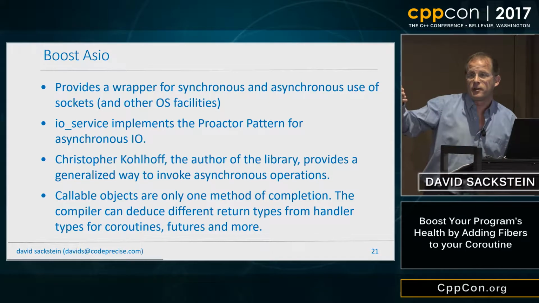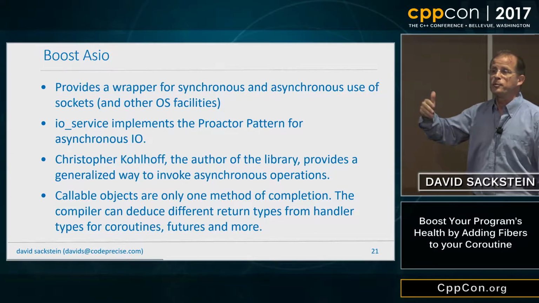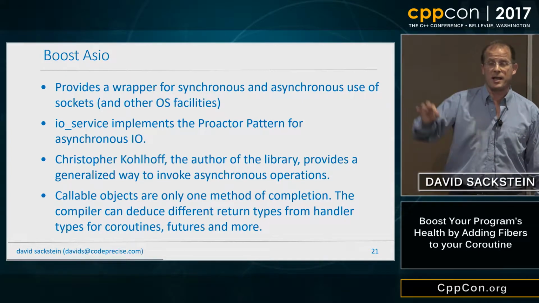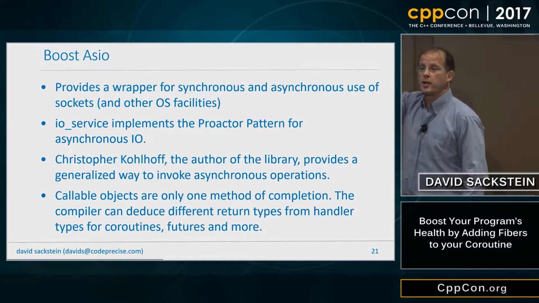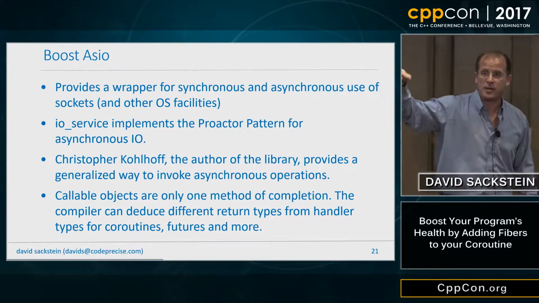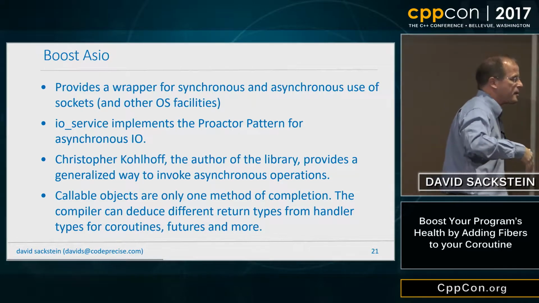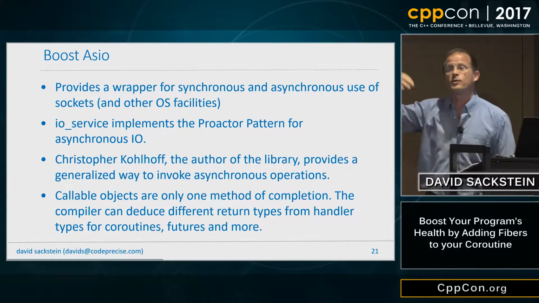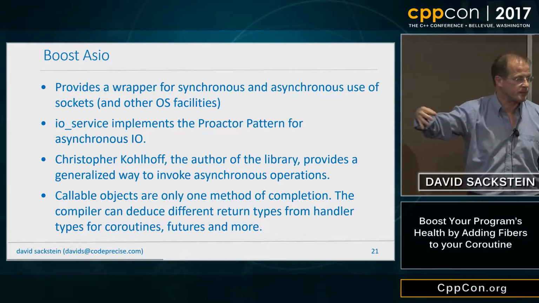But there are other ways of invoking an asynchronous operation. You can provide a tag which tells Boost ASIO, please return a future object representing the result of this asynchronous operation. Now that's supported by the library. And future objects are very important because future objects allow us to await, to co-await.